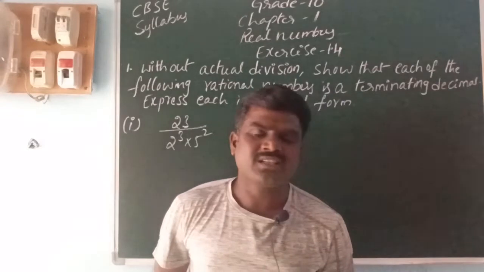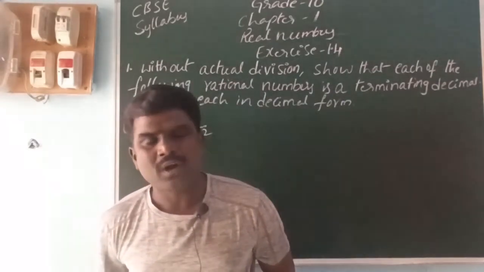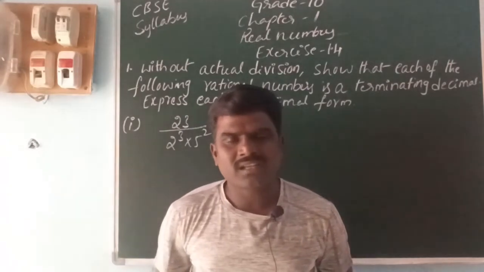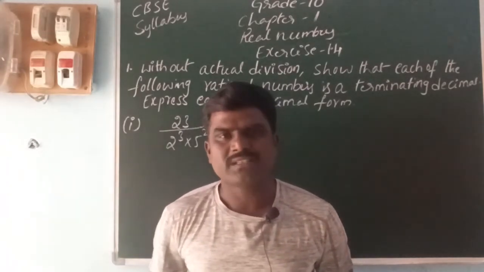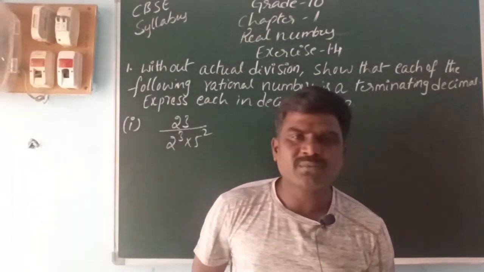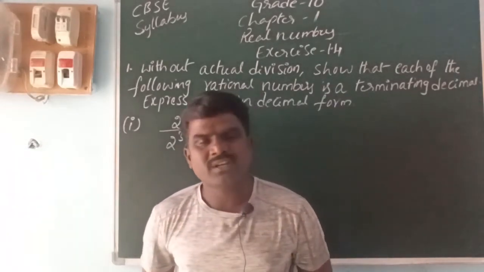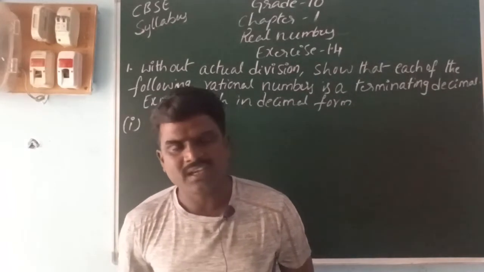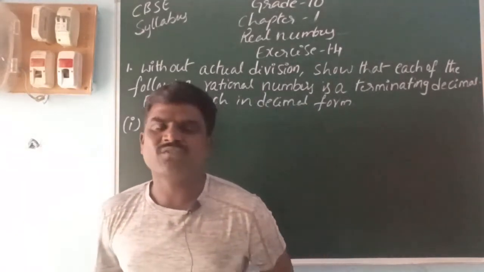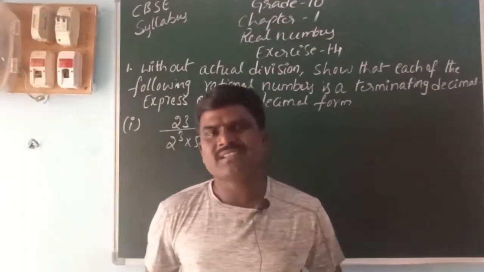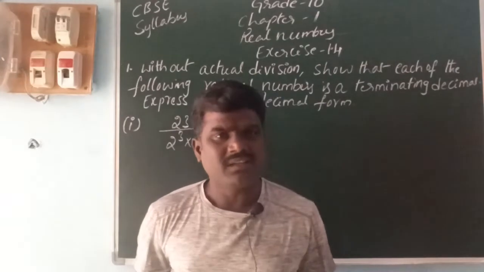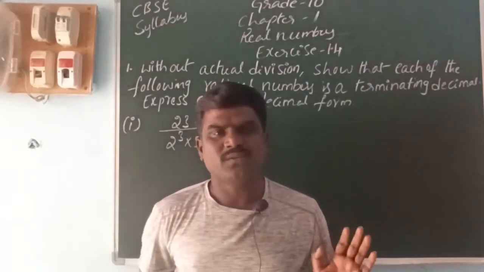Non-terminating decimals again have two types: non-terminating recurring decimals and non-terminating non-recurring decimals. Recurring has another name, repeating: non-terminating repeating decimals and non-terminating non-repeating decimals. Here, terminating decimals can be written in the form p by q. When you write it in the form p by q, the denominator is in the form of a power of 10, which means it is in the form of powers of 2 and 5.